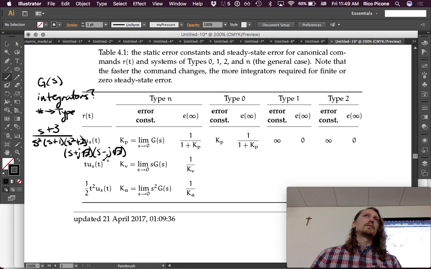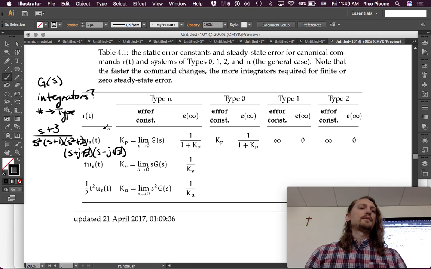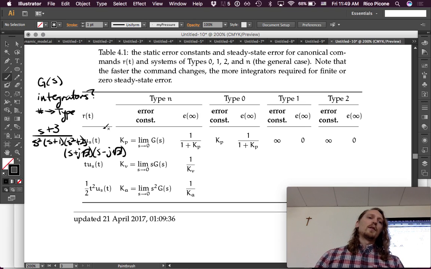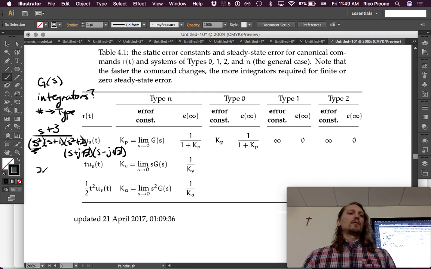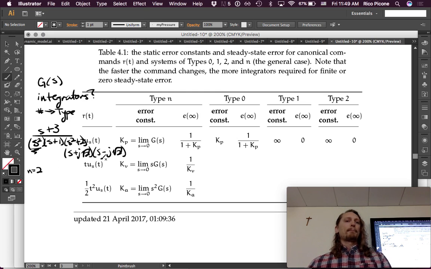You can't do it in the distributive form. Like if you got s plus 3 over x to the 5th plus x to the 4th, and so on, you can't just count those separately. Correct. Only the bare ones that you can factor out completely are integrators. So how many integrators do we have in this one? 2, so n equals 2, because it's s squared. So there's 2 of them.